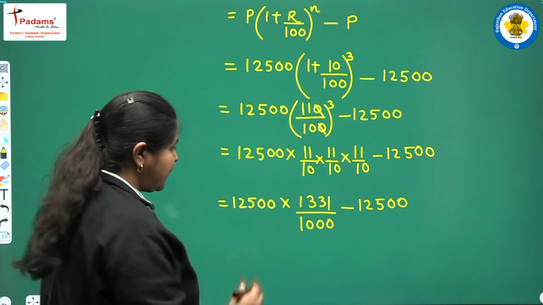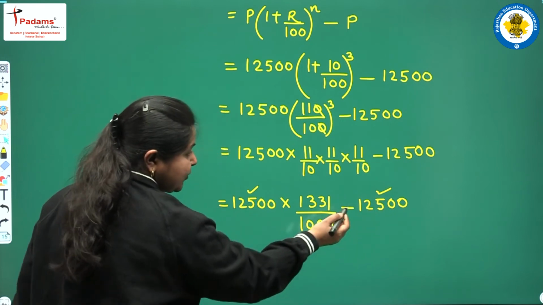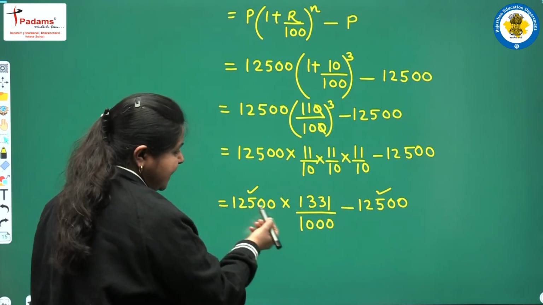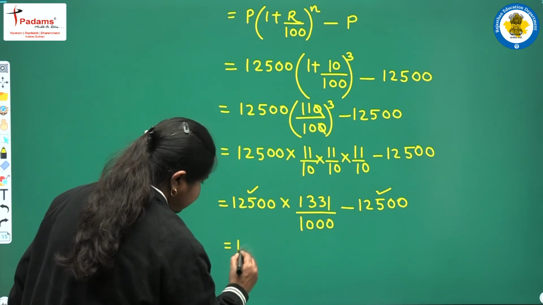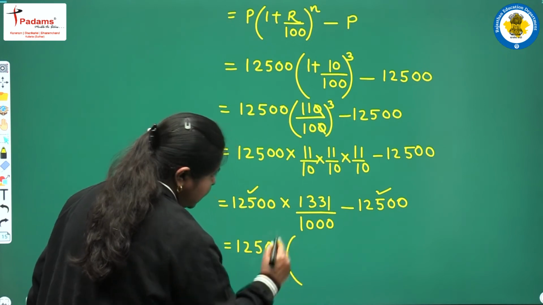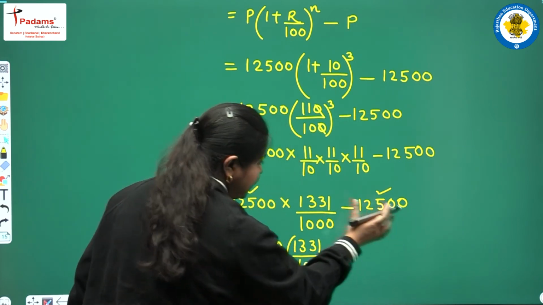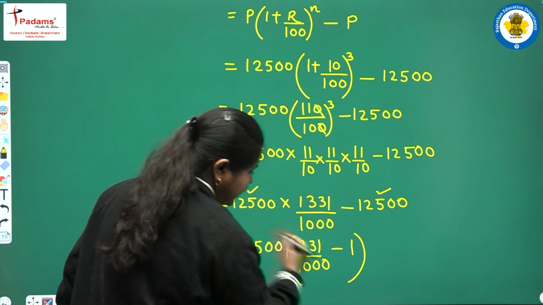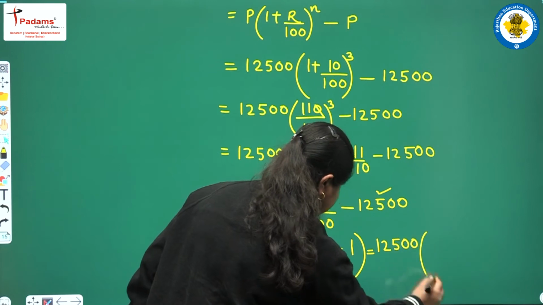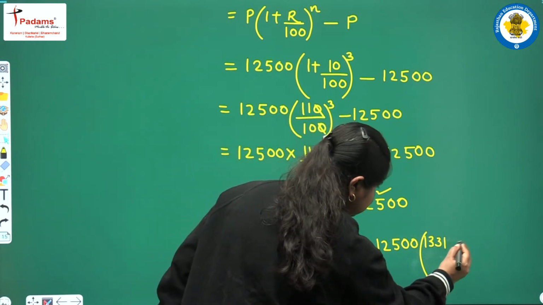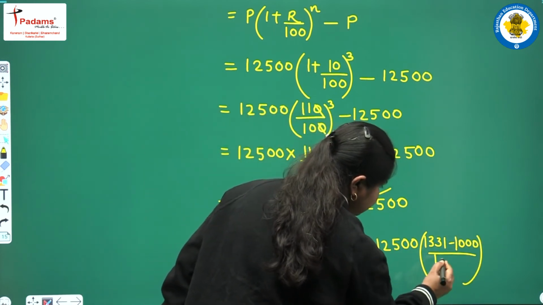कैलकुलेशन को सिंपल करने के लिए हम ये 12,500 को कॉमन ले लेते हैं. यहाँ पर आप देखिए ये जीरोस कैंसिल नहीं हो सकते क्योंकि बीच में है माइनस. हाँ, आप ये जीरोस ज़रूर कैंसिल कर सकते हैं क्योंकि बीच में है मल्टीप्लाई. But here first we will be taking the common number out. 12,500 को बाहर ले लिया, अंदर बच गया 1331 upon 1000 minus 1, ये पूरा नंबर बाहर चला गया तो उसकी जगह होगा 1 here. In this way again on simplifying we get it as 12,500 into 1331 minus 1000 upon 1000.